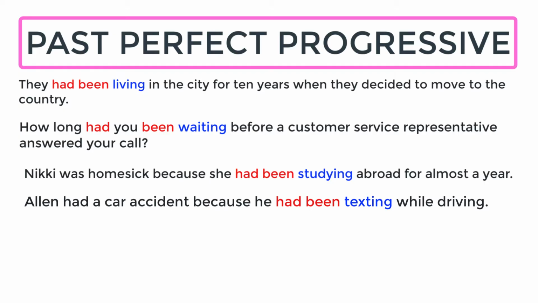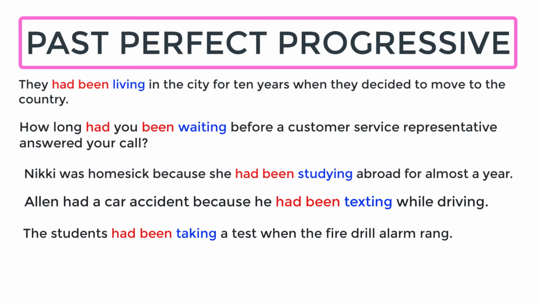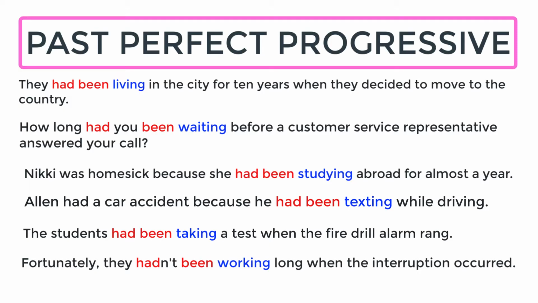Alan had a car accident because he had been texting while driving. The students had been taking a test when the fire drill alarm rang. Fortunately, they hadn't been working long when the interruption occurred. Notice that in all these sentences, the second action is described by using the simple past tense of the verb.